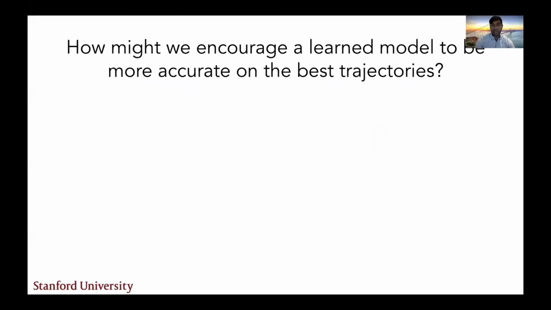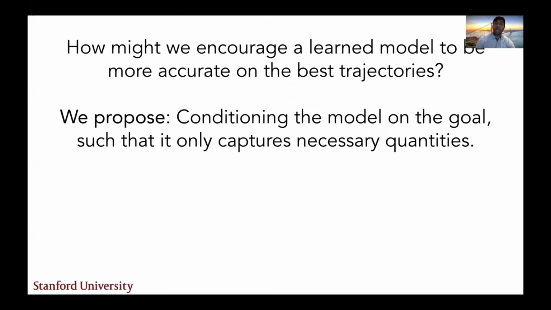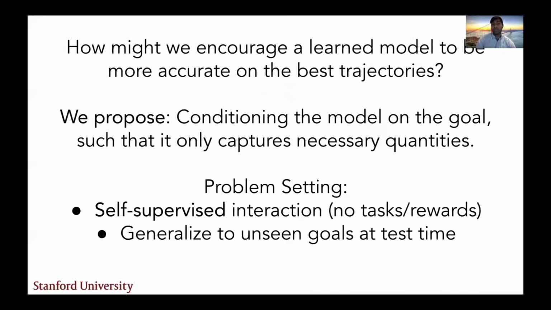Motivated by this analysis, we asked the question, how might we encourage a learned model to be more accurate on the best trajectory? We proposed conditioning the model on the goal and learning in a way such that it only captures the necessary information for that goal. We assume a self-supervised setting where we do not have access to any task-specific rewards at train time, and at test time, the aim is to plan using the learned model to reach unseen goals.